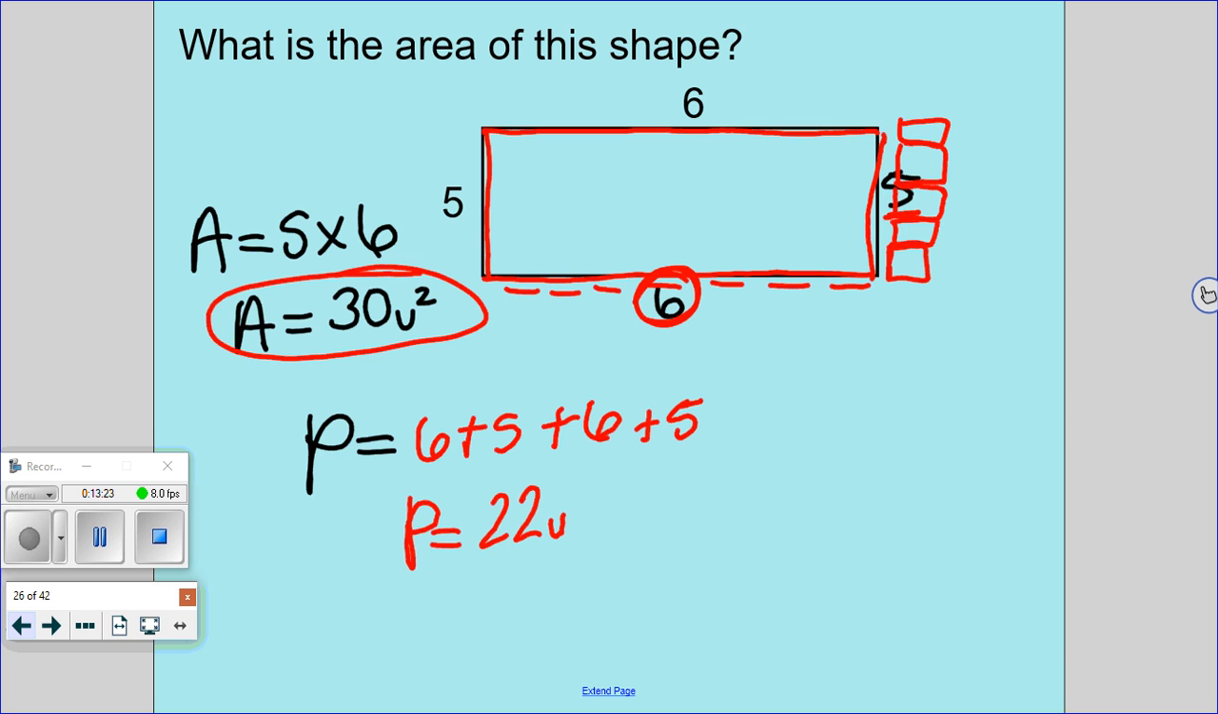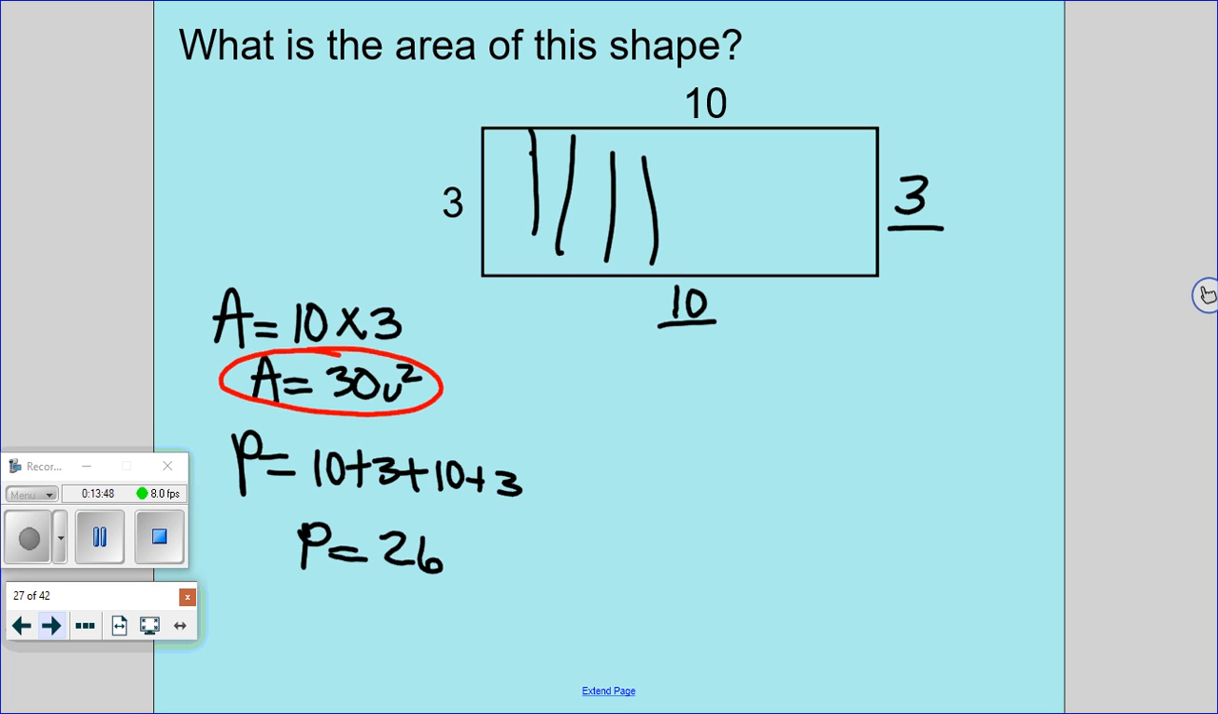It's because area is multiplication and perimeter is addition, and you can't mix addition with multiplication. They are measuring different things. So I can have a shape that has the same area, 5 by 6, and in this case a 3 by 10. They have the same area. They take up the same amount of space on the inside, but it's a lot different on the outside of that shape. Perimeter's outside.